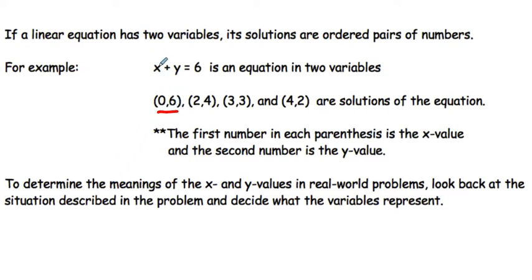Or if I plug in 3 for x, 3 plus 3 gives me 6. That's where this ordered pair comes from. And you could choose any number you would like for x. Like we could say x equals 20, and if x is 20, then what's y? And that would be a negative 14. So you could choose any numbers for x and plug it in and solve for y. Vice versa, you could choose any number for y and plug it in and solve for x, okay?